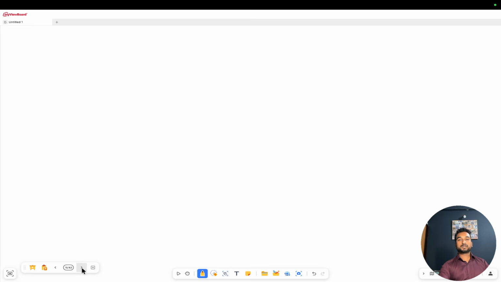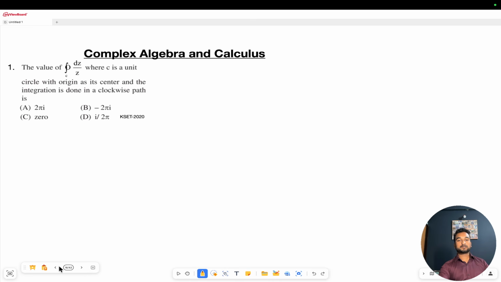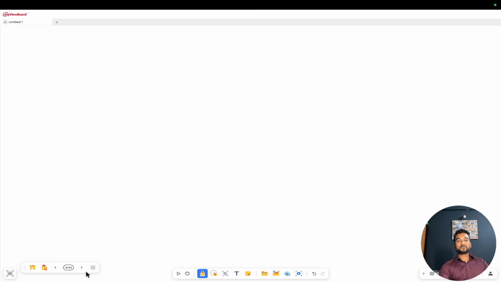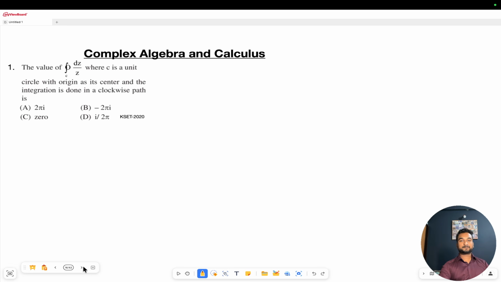Okay, so here we finish our matrix part. Let's move to complex algebra. So complex algebra and calculus, what you see here mostly is there will be an integral given to you and they will ask the question, what will be the value of that integral.